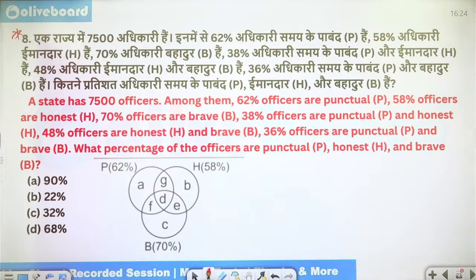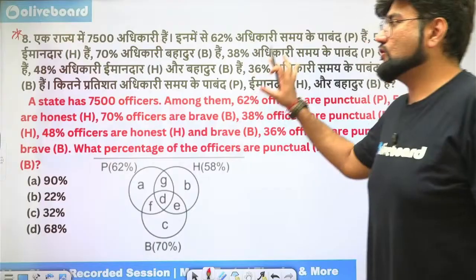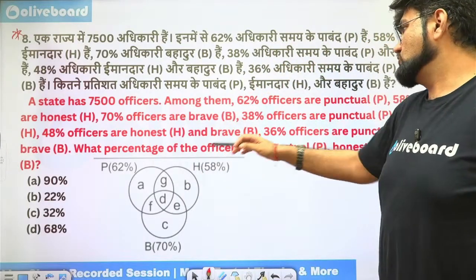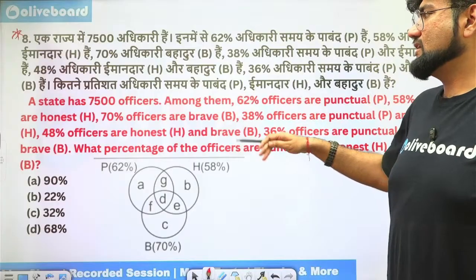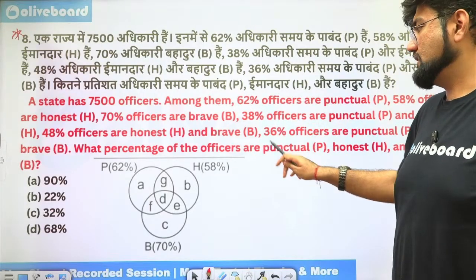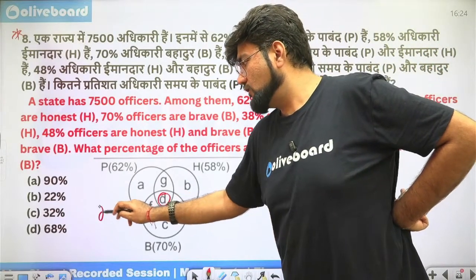Very good. Excellent. Now, what is the logic involved here? A lot of people, you need to understand this, that this is the figure given to you. The question is saying that there are 7,500 officers in a state. Among them, 62% are punctual, 58% are honest, 70% are brave, and then there are other data given. Finally, they're asking you what percentage are punctual, honest, and brave. That means eventually you are asked to find the value of D.